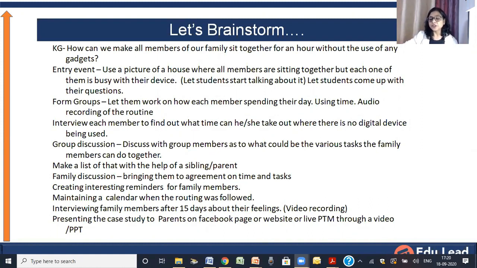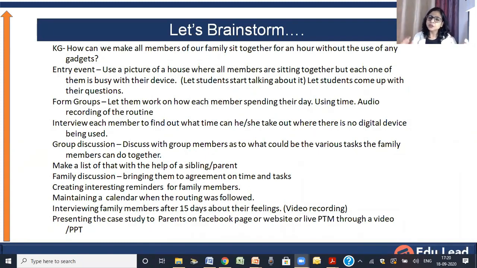In case of KG, of course, you will expect some part of help from the parents, right? So you can group 3 to 4 children together, wherein there is one parent or somebody who takes the initiative and leads to put these children together online, and where they are discussing. So they will discuss with the group members as to what could be the various tasks which the family members can do together. So now that they are sitting together, they also have to think ki karenge kya, right? Without the device, what are those things which they can do?